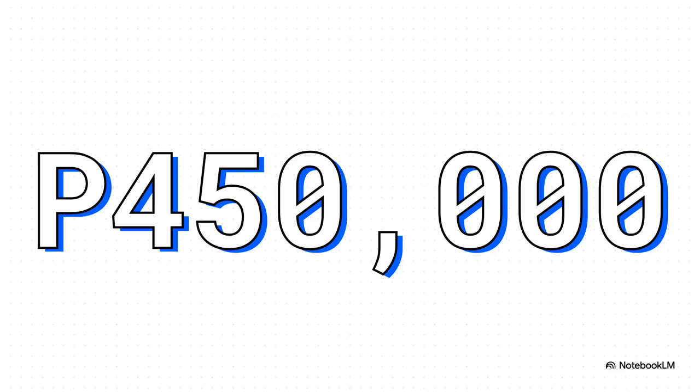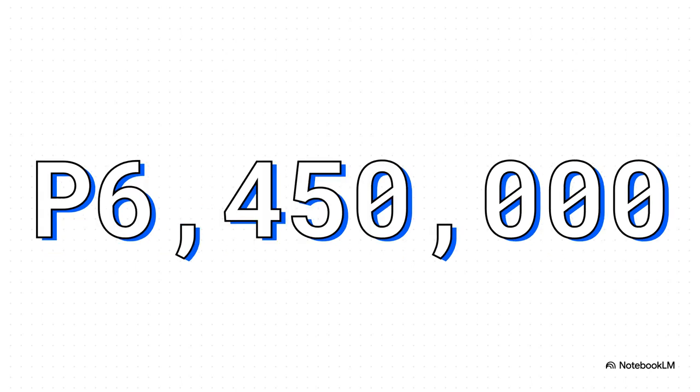Let's do the math. We start with the principal, 6 million pesos. We multiply that by the 10% annual interest rate. And since it's only for 9 months, we multiply it by 9/12 of a year. That gives us a total interest of 450,000 pesos. Easy peasy.